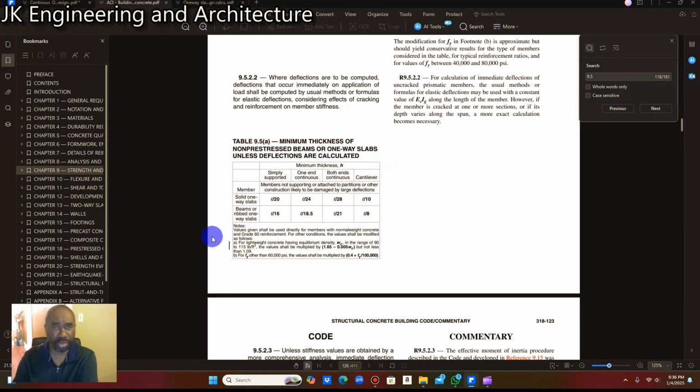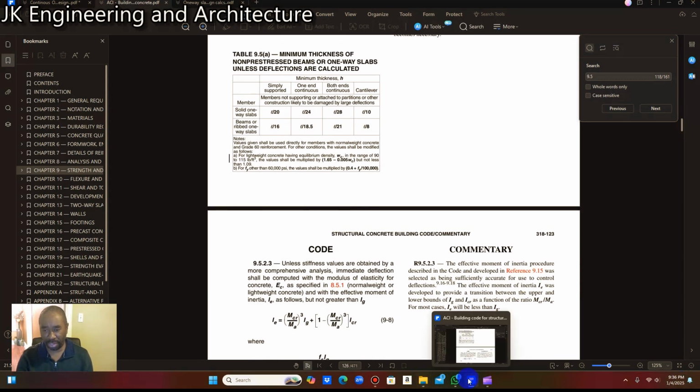Since we are dealing with a continuous slab, we have one end continuous and both ends continuous. So we're going to take the higher of these two. Since we are dealing with one end continuous, we're going to use L over 24, and for both ends continuous, we're going to use L over 28. All right, so that's where the L over 24 and the L over 28 come from.